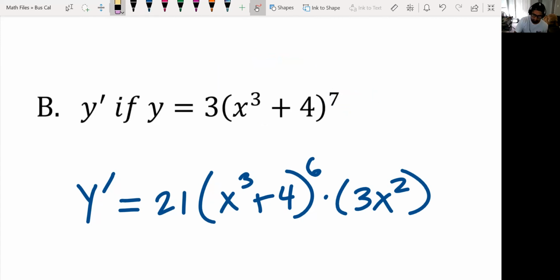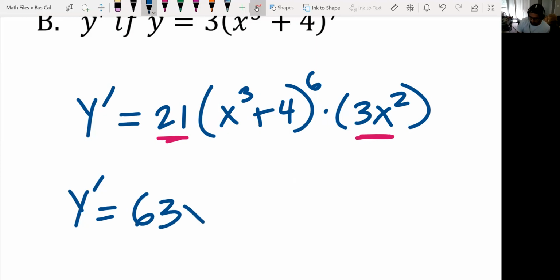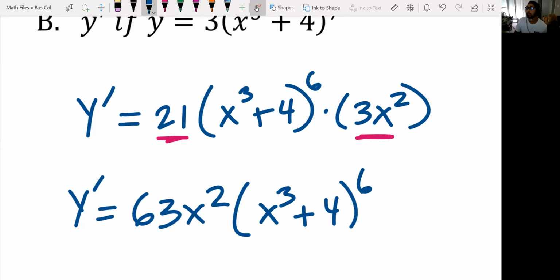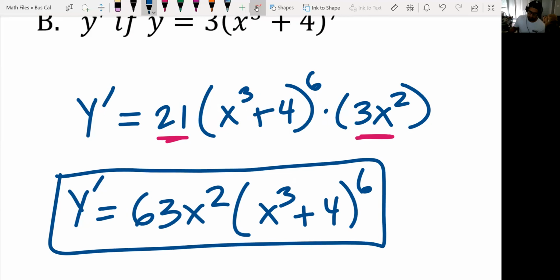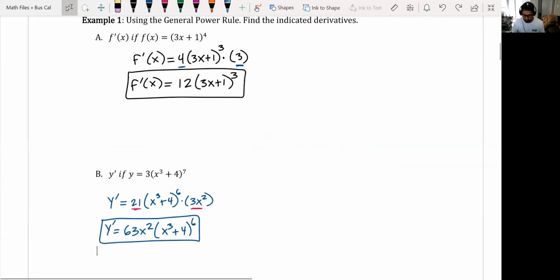Algebra on. So we do the same as above. Outside number times outside number. And 21 times 3 should give me 63x squared times (x cubed plus 4) to the 6. That's it. Nothing else. Can't do anything else. Cannot distribute this 63 because this is being raised to the 6. This is as simple as it's going to get. Is that it? Those two? Okay. A lot of room.